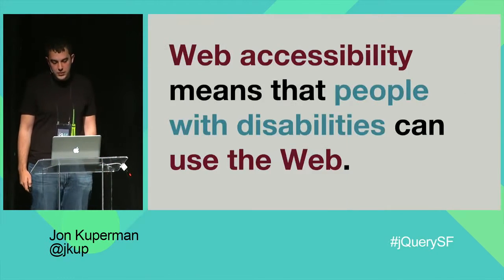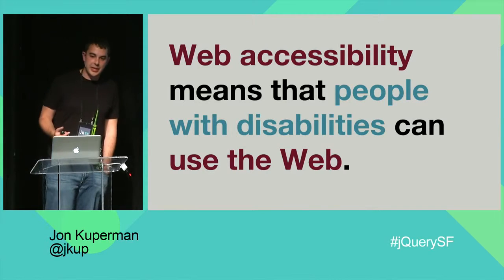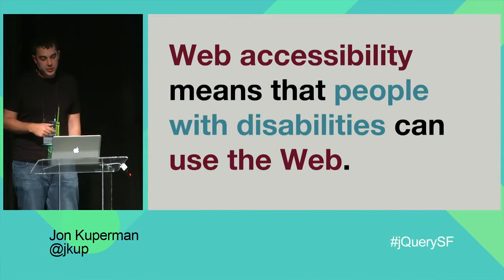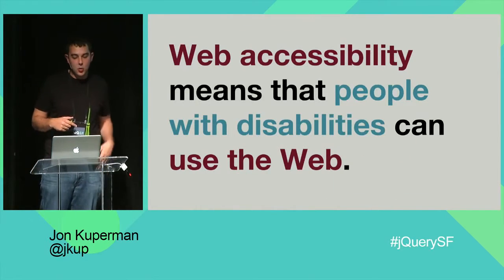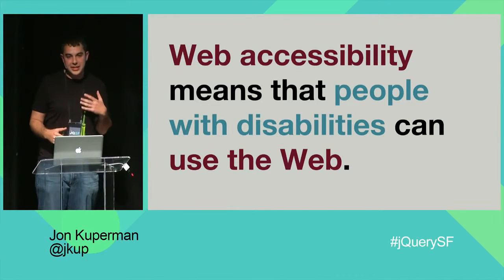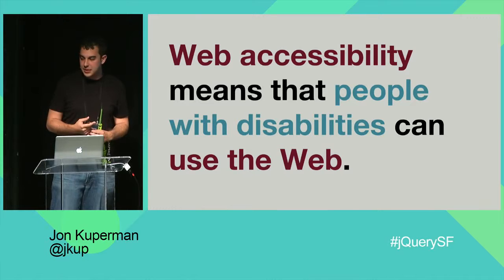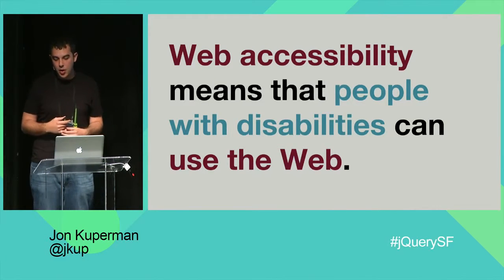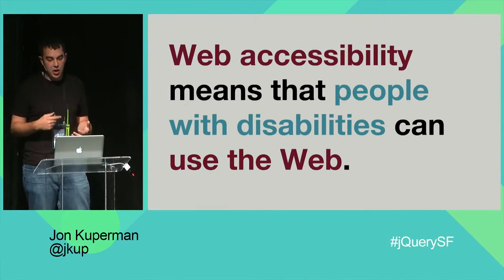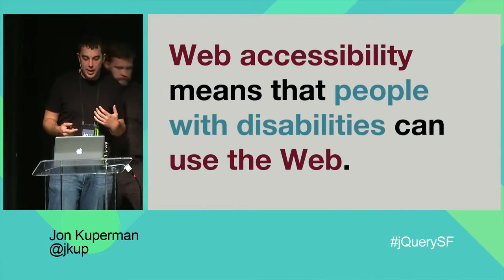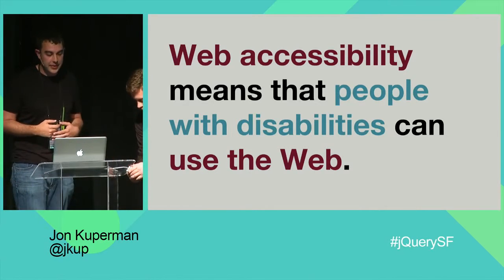So what is accessibility? From the W3 specification, it mentions that web accessibility means that people with disabilities can use the web. And I like this definition okay, except it's a little bit ambiguous over the word disability and also the phrasing of "can use the web." What does it really mean to use the web?